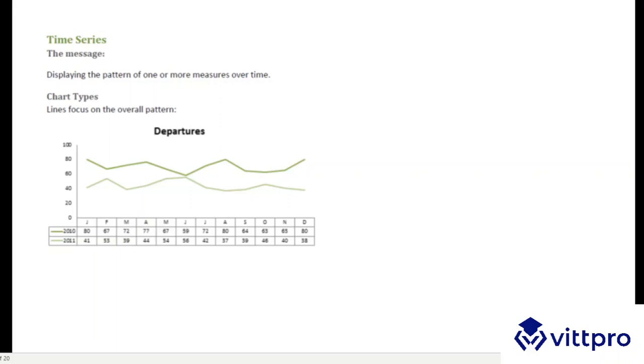But when you have to compare the pattern between two different factors, let's say two different years, the bar chart will become very complicated, right? So line charts are helpful in those comparisons, when you have to compare one or two different things over the same period of time. In this example, we are learning what happens to my departures in 2010 and 11 in January, February, March, by week, by month, or by day. So this is how we use the time series chart.